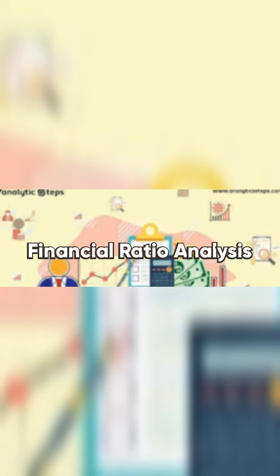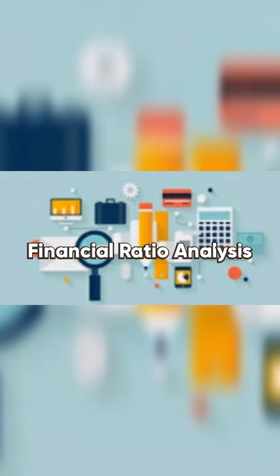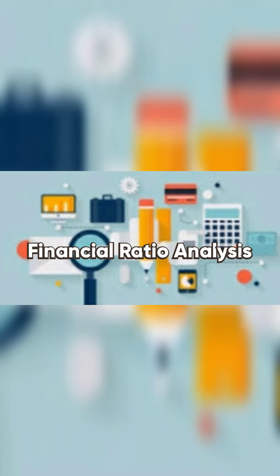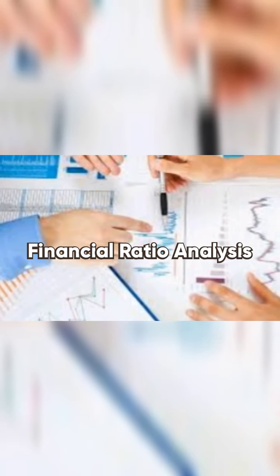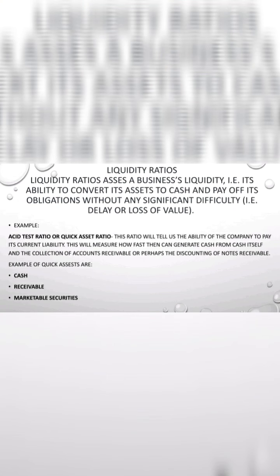Financial ratios can be broadly classified into liquidity ratios, solvency ratios, profitability ratios, and efficiency ratios, also called activity ratios or asset utilization. Liquidity ratios.